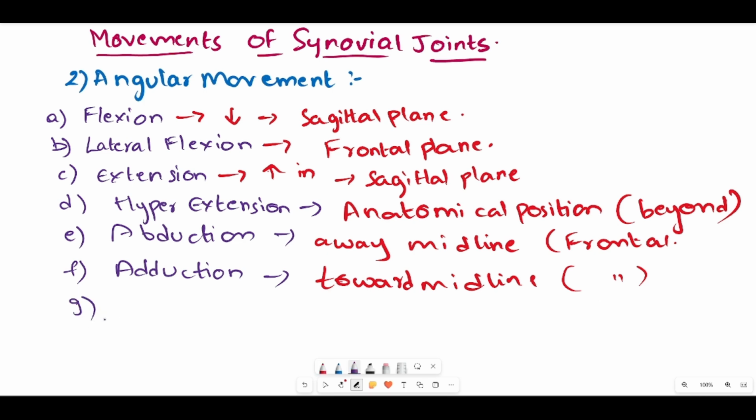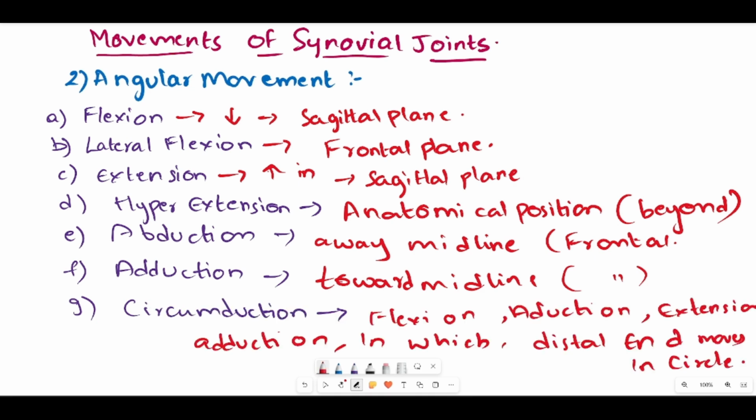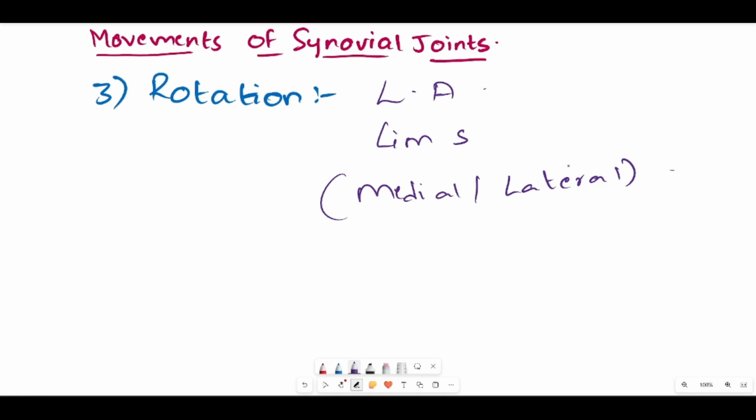And the last movement under this angular one is circumduction. Here flexion, adduction, abduction and extension occur in succession, in which the distal end of the body part moves in a circle. Now, the third movement is the rotation movement. Here the movement of the bone is around the longitudinal axis and it is present in the limbs. This can be either medial or lateral.